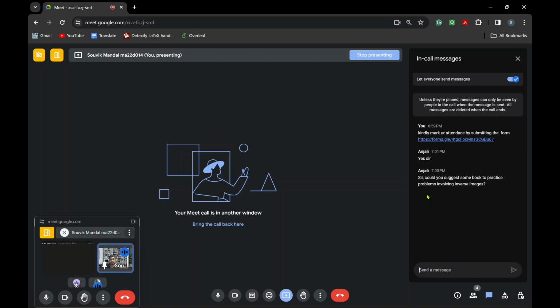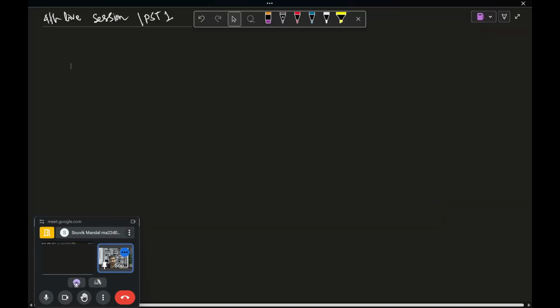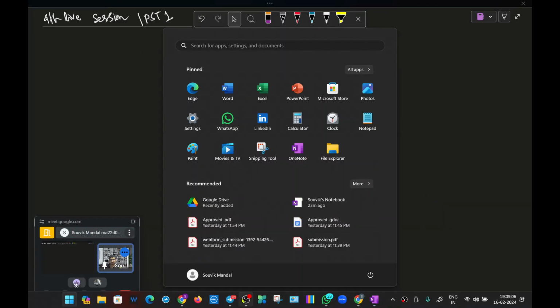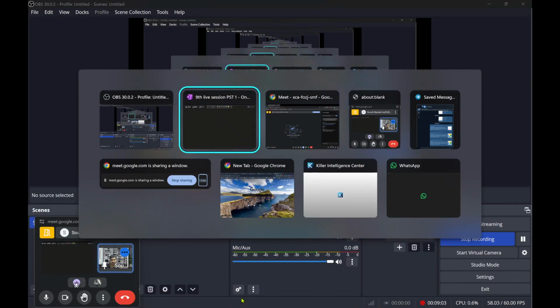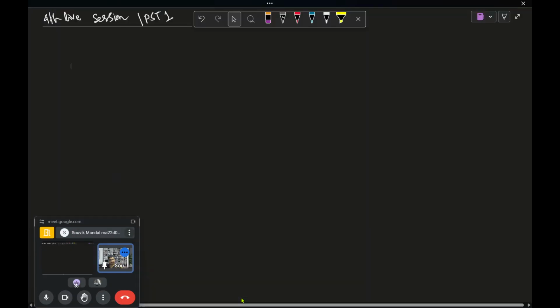Okay, one second. So let's start with the order topology.